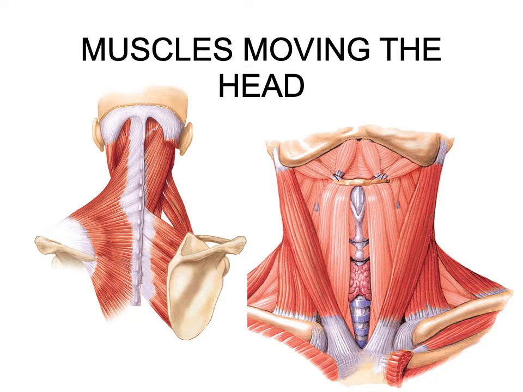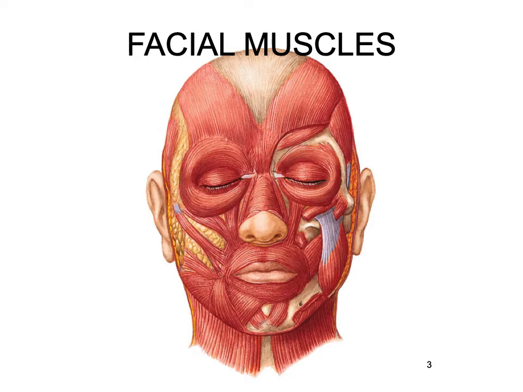There are facial muscles. This is an interesting group of muscles because although these anchor on the skull, most of their insertions are on the skin. This is where we get facial expression, which is such an important part of us communicating amongst one another.